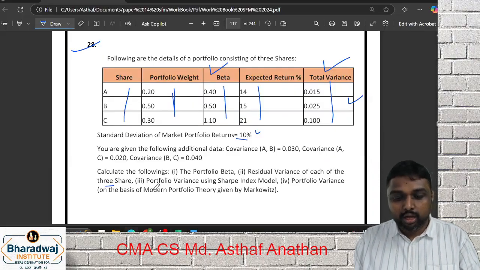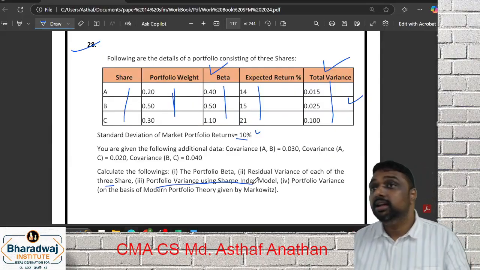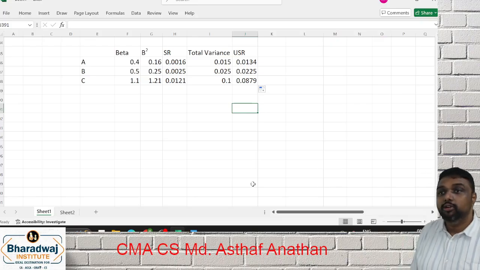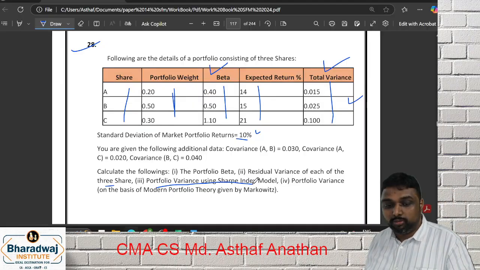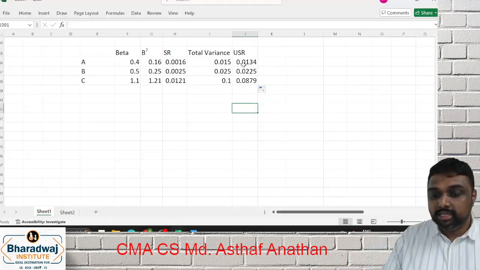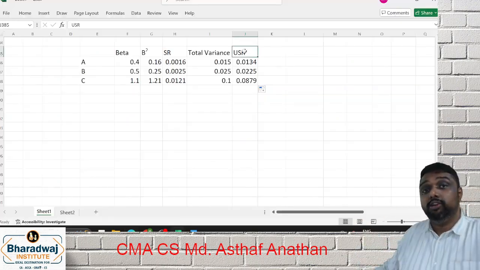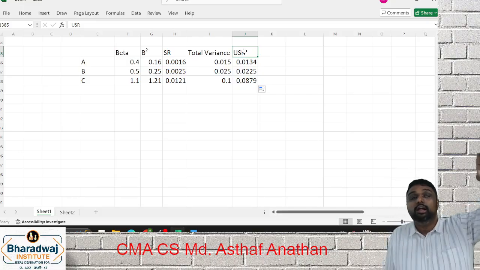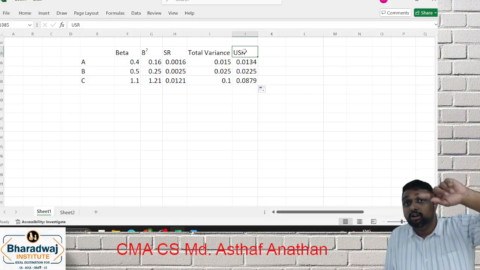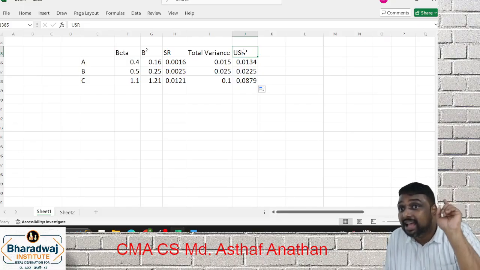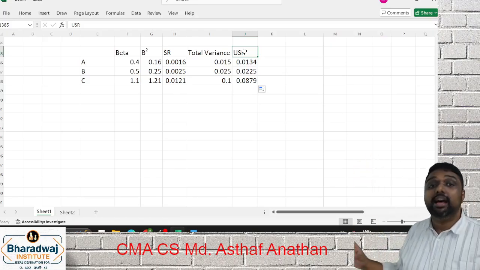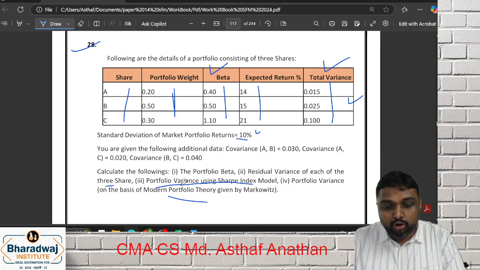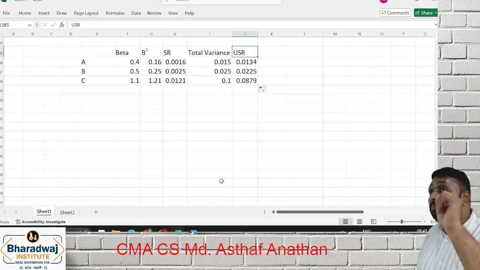Next, they are asking for portfolio variance under the Sharpe index model. How did you do this, my dear friends? We have two methods. One is Markowitz. So for the Sharpe index model, this is what we have written in your formula. You can just go through. Risk of a portfolio is equal to systematic risk plus unsystematic risk. Now they are asking portfolio variance using the Sharpe index model.